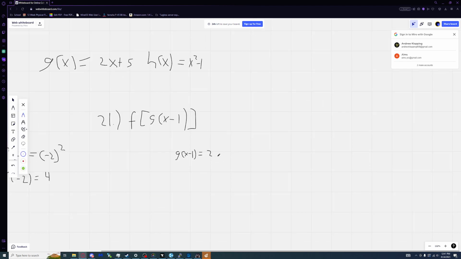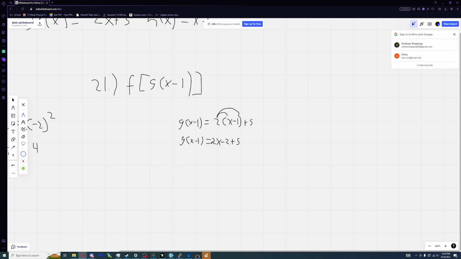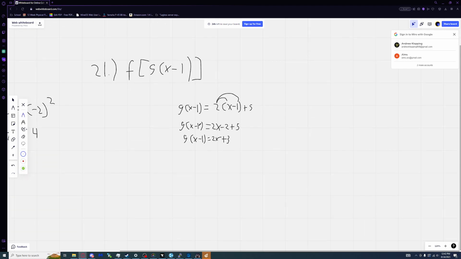So 2 times (x minus 1) plus 5. And once again, there's not going to be a solid solution to this. We're just going to have to keep plugging it in. So that's 2x minus 2 plus 5, distributing out the 2. And simplifying that down, we get g of x minus 1 is equal to 2x plus 3, adding 5 and minus 2. Therefore, g of x minus 1 is equal to 2x plus 3.